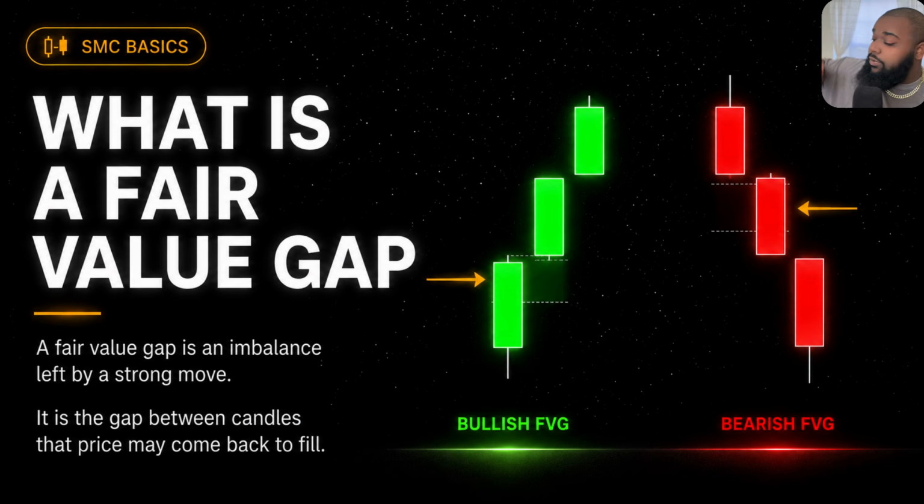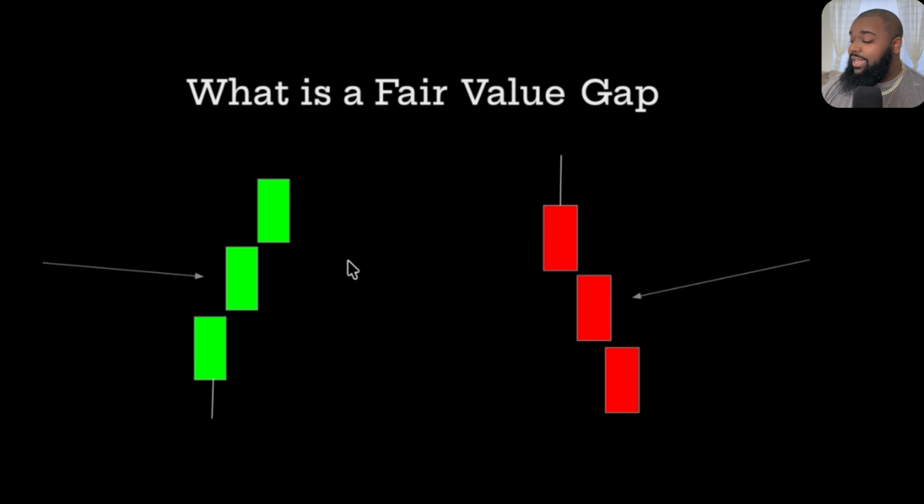So when price is pushing up or pushing down, it leaves what is called a fair value gap or imbalance, right? And what you're looking to do is to take advantage of the imbalance or the gap in the market or the fair value gap. It has so many different names. Just know it's a gap, okay?